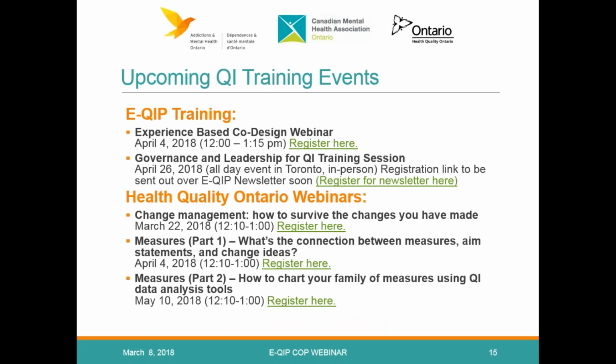And these are just some upcoming training events through E-QIP and also through Health Quality Ontario. They have a series of spring webinars coming up on change management and measures, a two-part webinar on measures. If you're interested in those, the registration links are there. If you download the PDF, you should be able to register for those events.